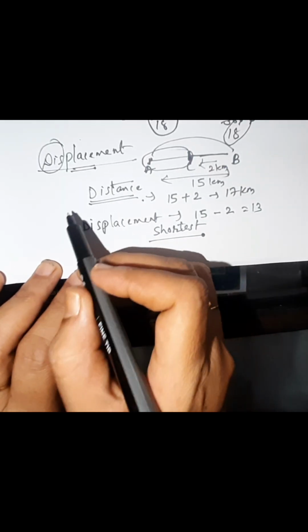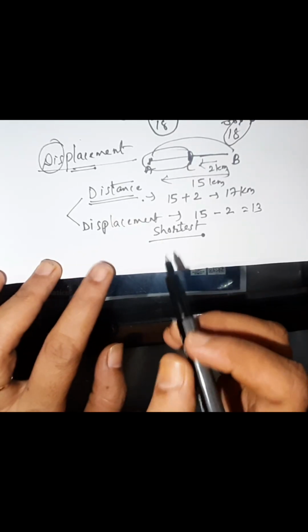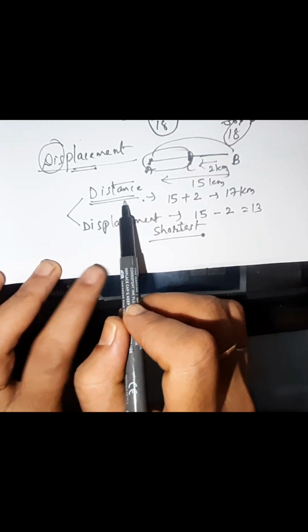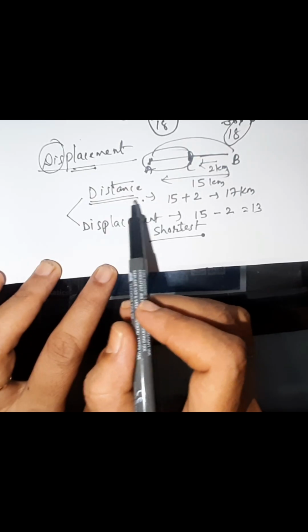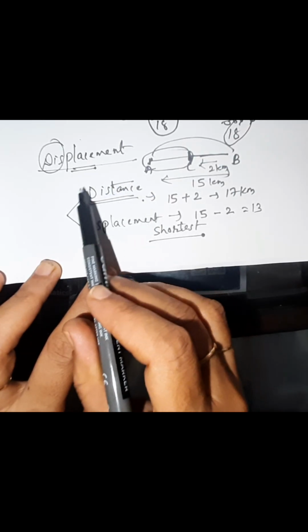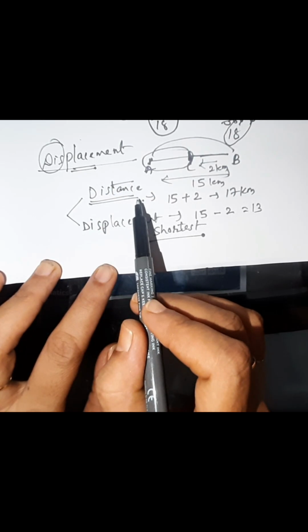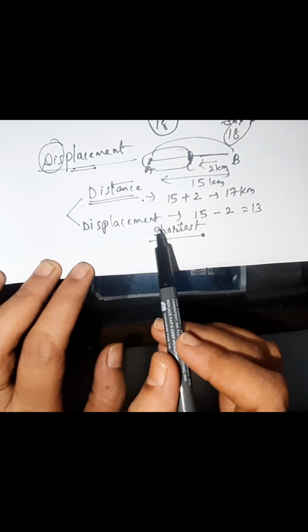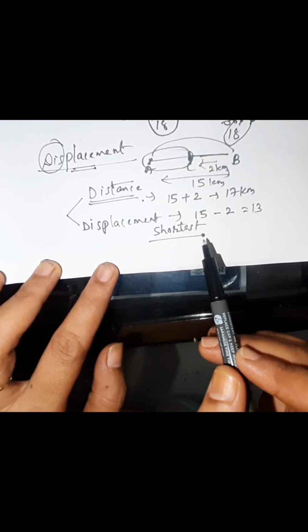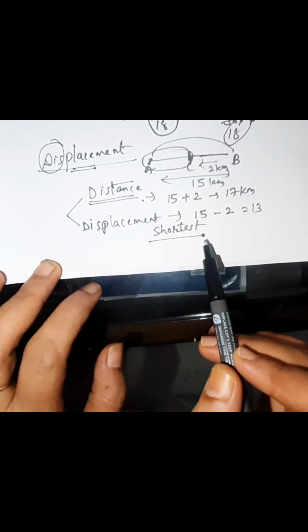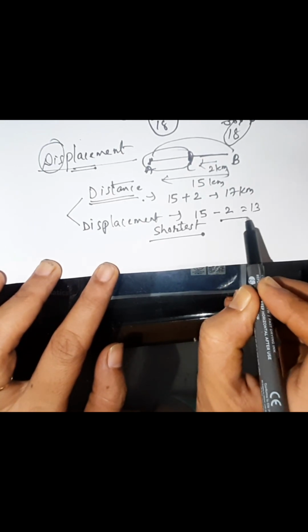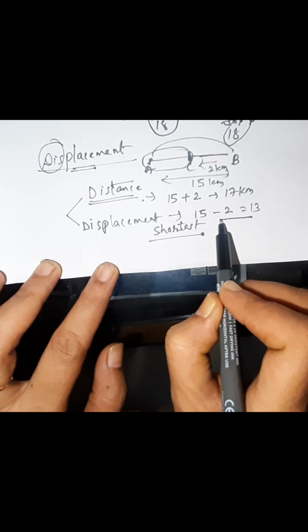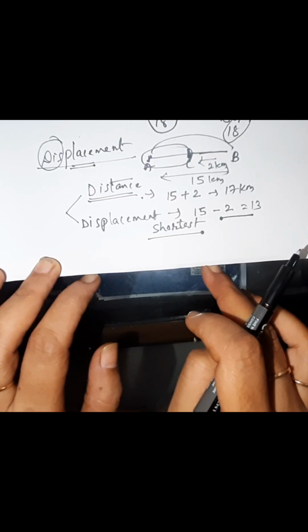Now here they can make one give-reason type of question. Can distance be 0? Answer for that, distance cannot be 0. If the object changes its position, it will have a certain distance. Can displacement be 0? Answer will be yes, if initial and final position are the same. Suppose an object started from A and it returned to A. So in that case, displacement will be 0.